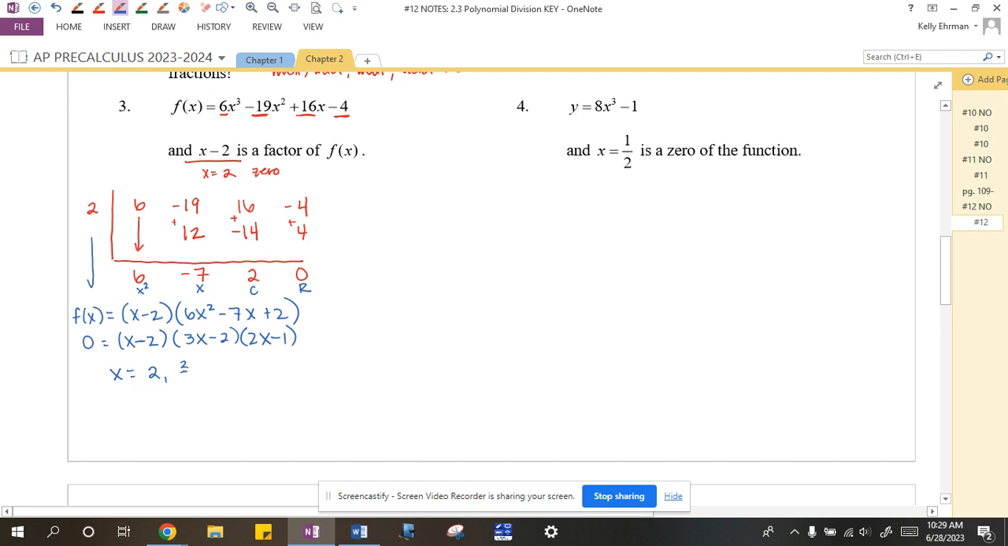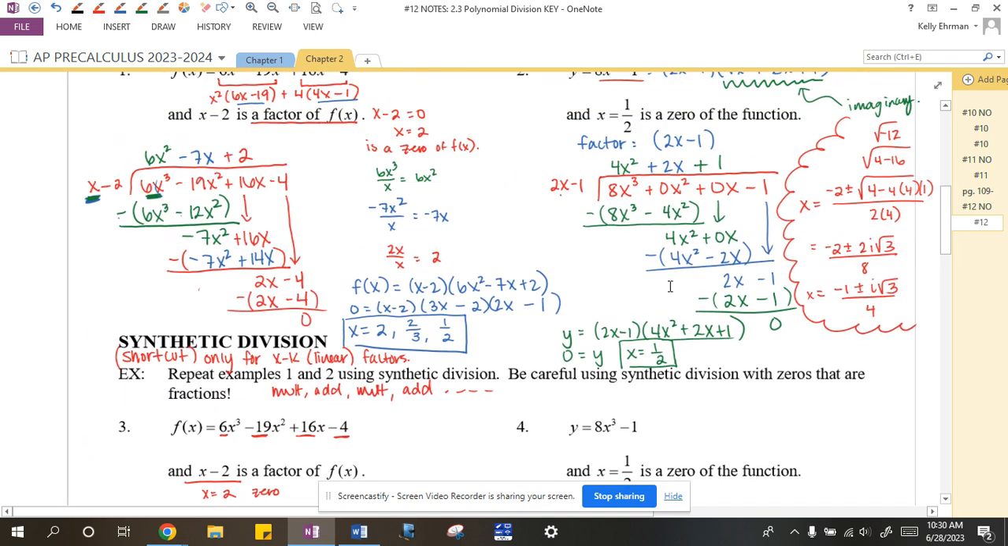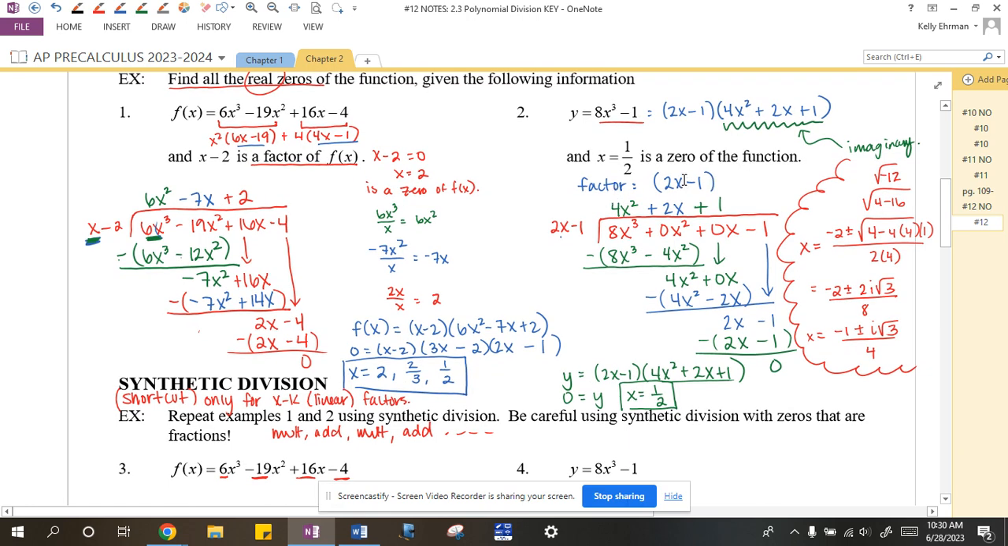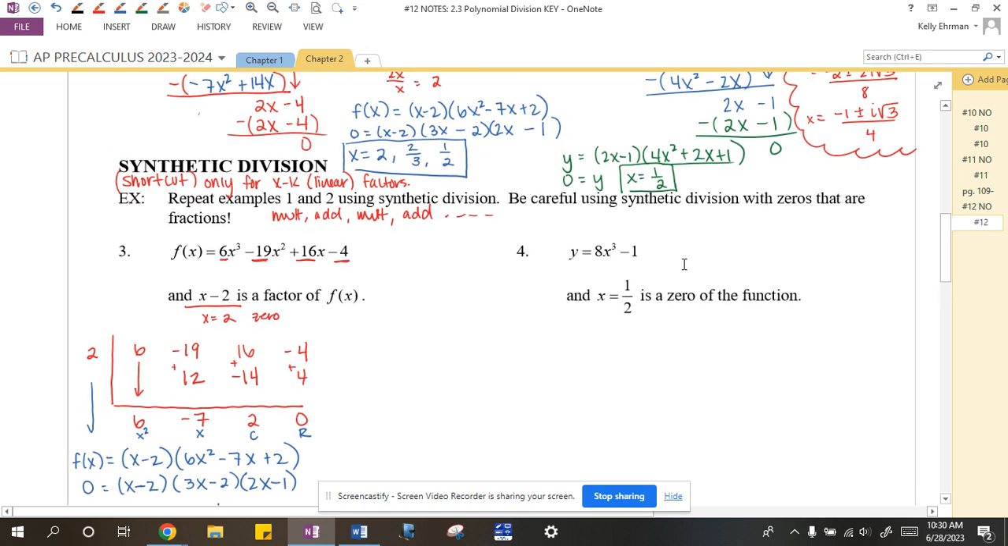2, 2/3, 1/2. Okay, what am I saying with the be careful thing out here? Now, we wrote the factor as 2x minus 1 when we did long division. That was good. Here, I have a fraction that is the 0, and so I'll be putting a fraction outside of synthetic division, which is fine and totally legal. We just have to be careful when we come to our factoring.